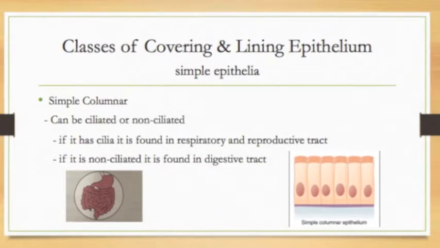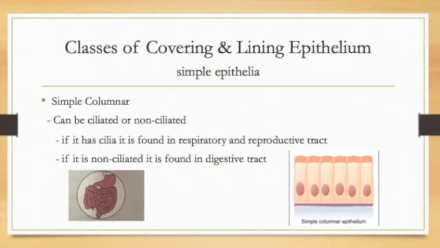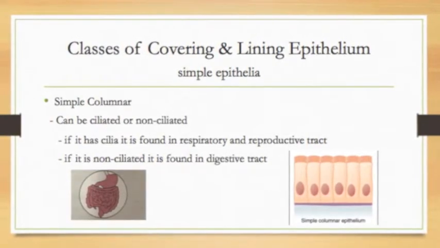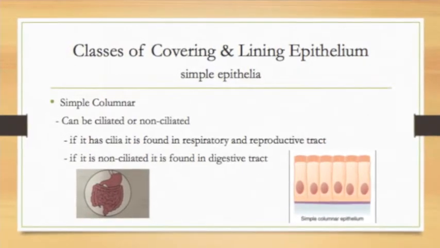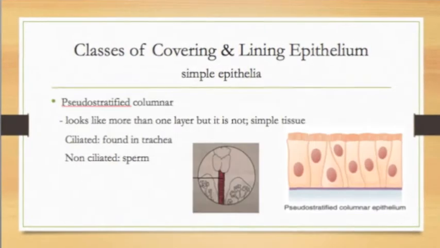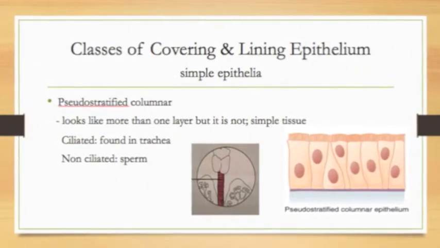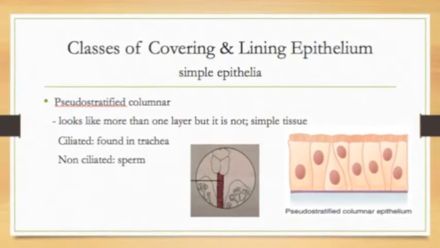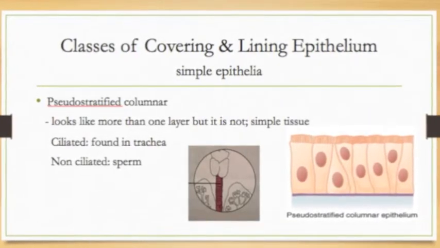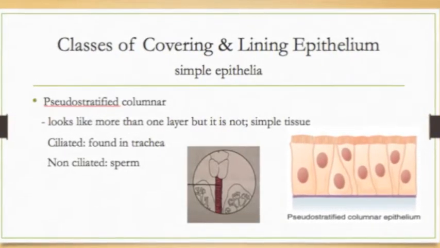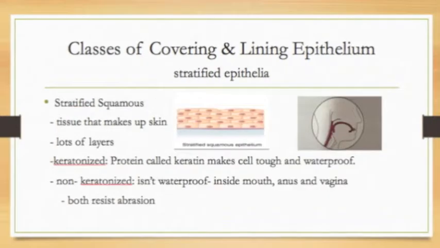Simple columnar can be ciliated or non-ciliated. If it has cilia, it's found in the respiratory and reproductive tract. If it's non-ciliated, it's found in the digestive tract. Pseudostratified columnar looks like it's more than one layer, but it's not. It's simple tissue. If ciliated, it's found in the trachea. If it's non-ciliated, it's found in sperm.